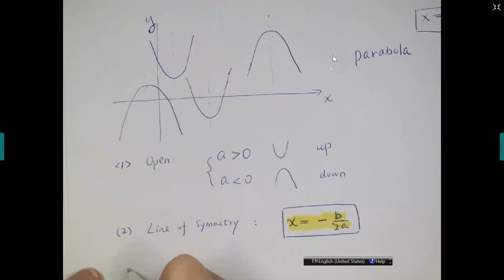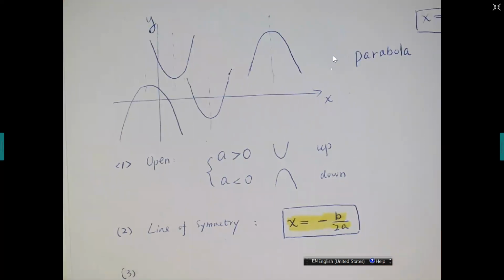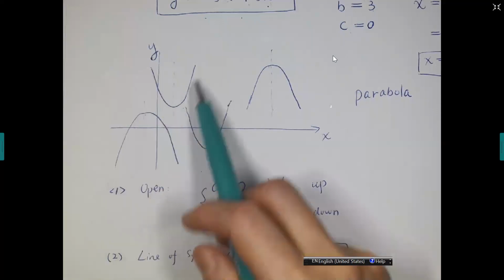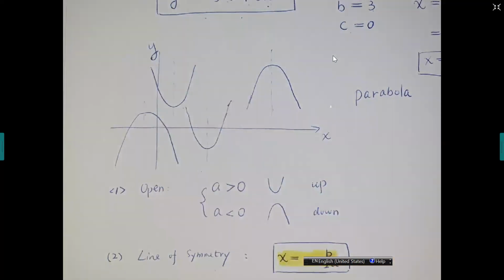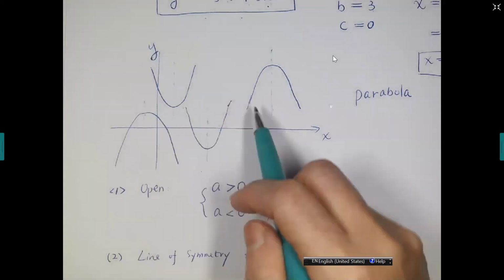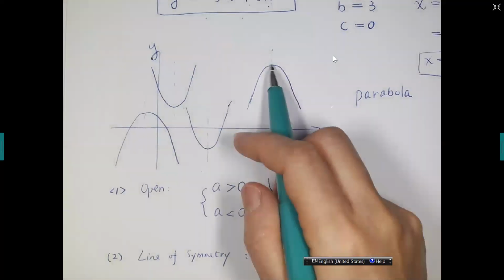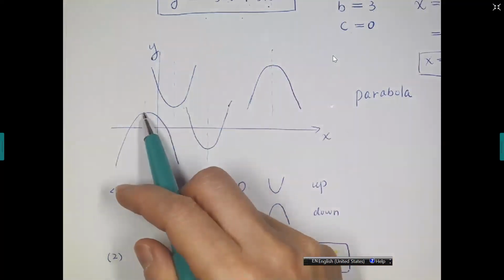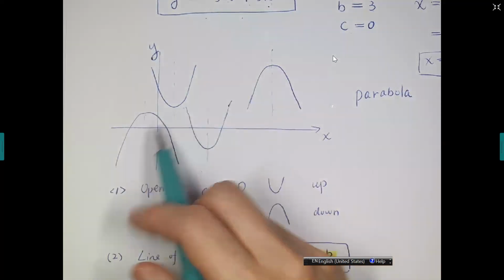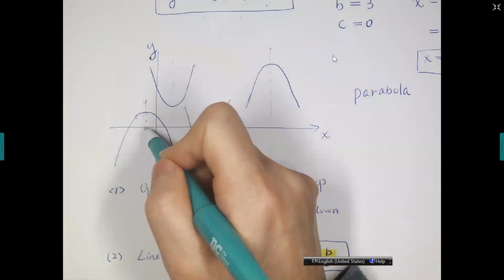Okay, the third thing that we want to know about a parabola is what? The special point, the lowest or highest point. When the parabola opens upward, which means it extends upward to infinity, it has the lowest point. When it opens downward here, it has the highest point.